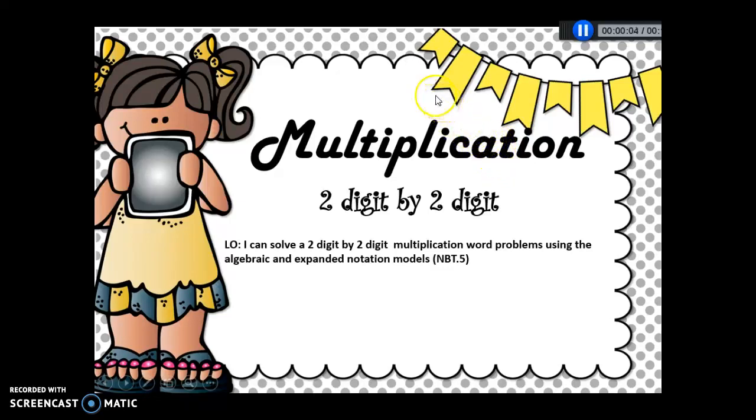Today we are continuing our study of multiplication. If you will open your math journal to your next clean page and write down the title Multiplication, 2-digit by 2-digit, and also record your learning objective. I can solve a 2-digit by 2-digit multiplication word problem using algebraic and expanded notation models. Please pause the video as you write this down.